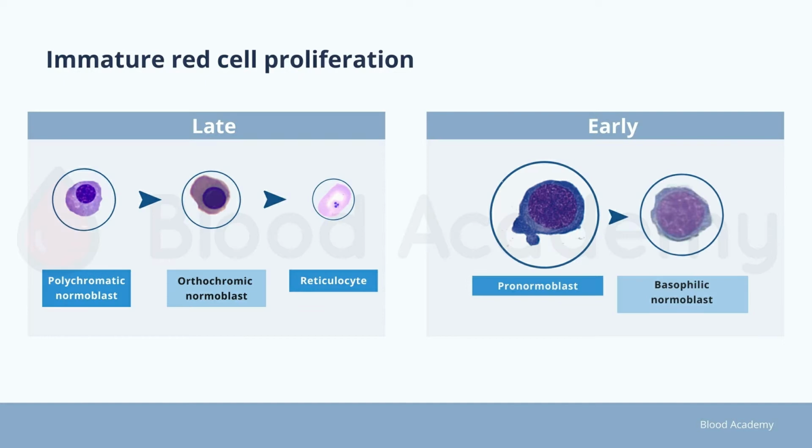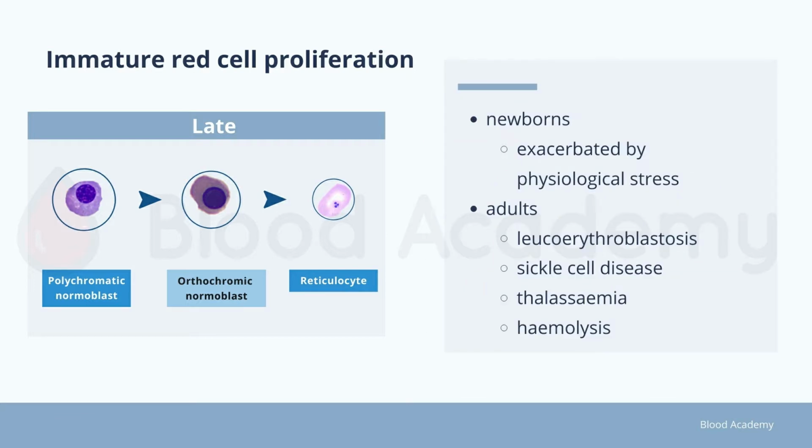The conditions where nucleated red cells are seen in the blood can be divided into two groups depending on the dominant stage of maturity. The first group is the late red cell precursors, namely polychromatic normoblast, orthochromic normoblast and reticulocytes. The second group is made up of early red cell precursors, comprising pronormoblast and basophilic normoblast. Significant polychromasia is often accompanied by the presence of late nucleated erythroid precursors.